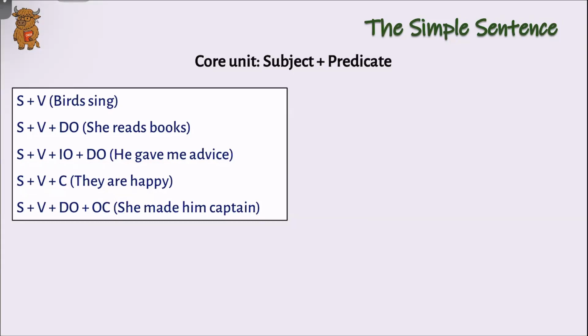Then we have subject, verb, direct object, and object complement. So the complement isn't complementing the subject, it's complementing the direct object. And any sentence will be one of these 5 things. Very complex in some cases, but yes.